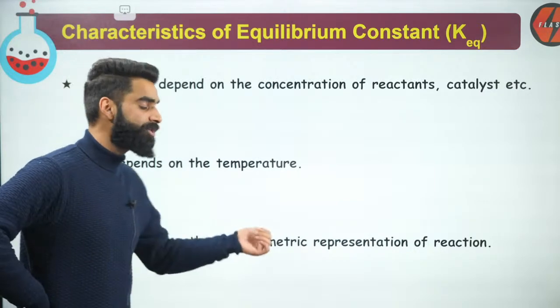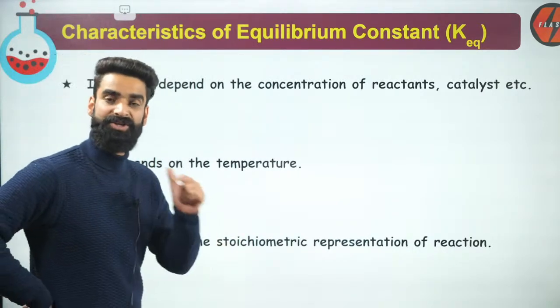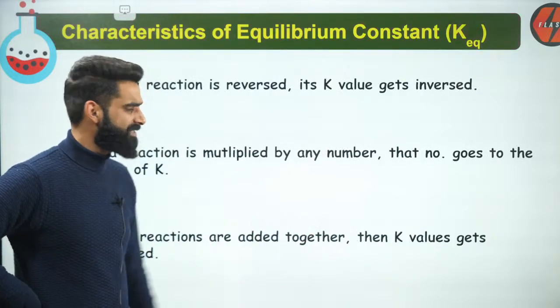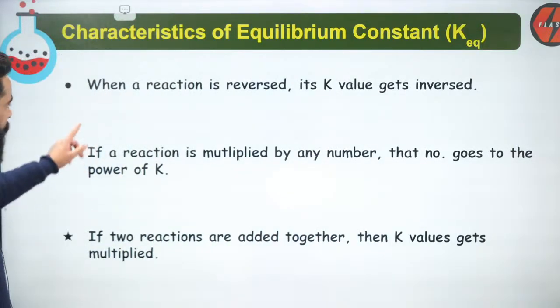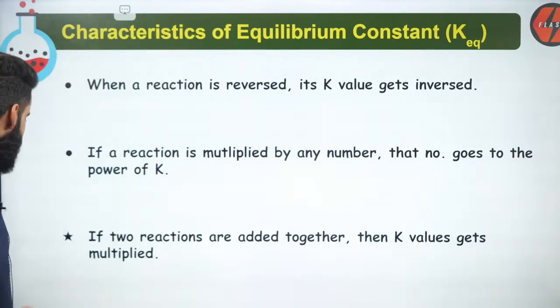It also depends on the stoichiometric representation of the reaction. Yes, it depends on the stoichiometry of the reaction as well. Correct? A few basic things, guys. When a reaction is reversed, its equilibrium constant gets inversed.